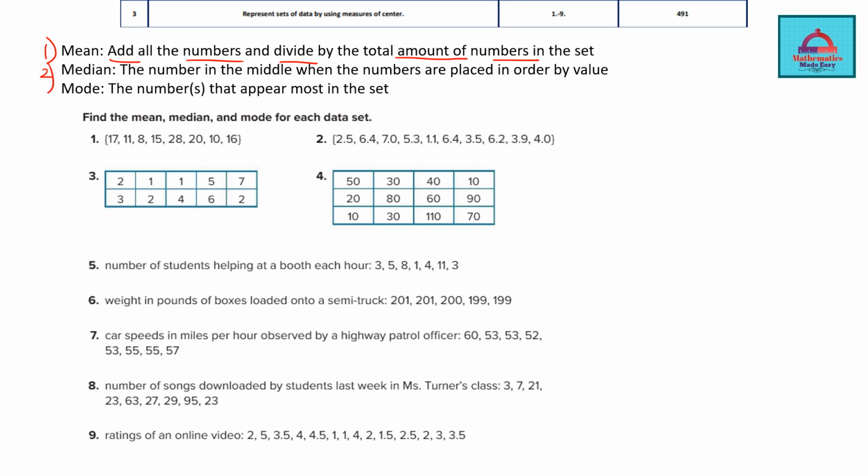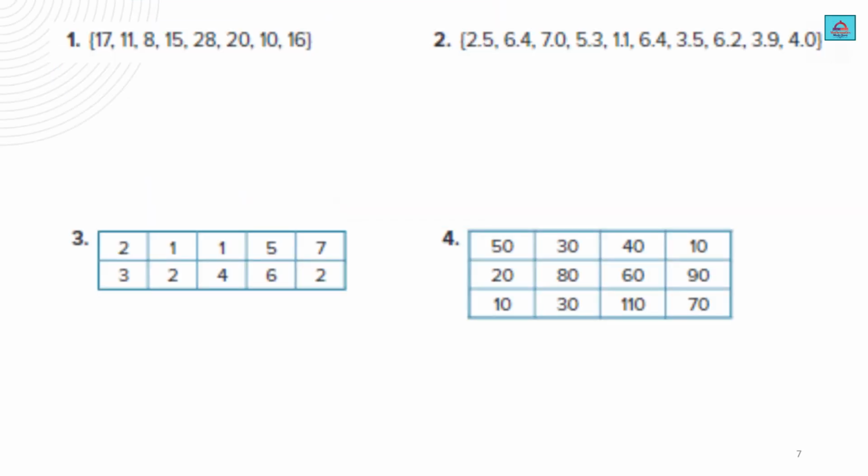Then the median is always the middle term. So it is the number in the middle when the numbers are placed in order of value. So before you find the median, make sure you arrange the numbers in ascending order and then find the median. Next is the mode, which is the number that's most repeated, so it will be the easiest to find. So let's solve questions 1 to 9 now in the next slide, one by one. I'm going to begin with questions 1, 2, 3 and 4.